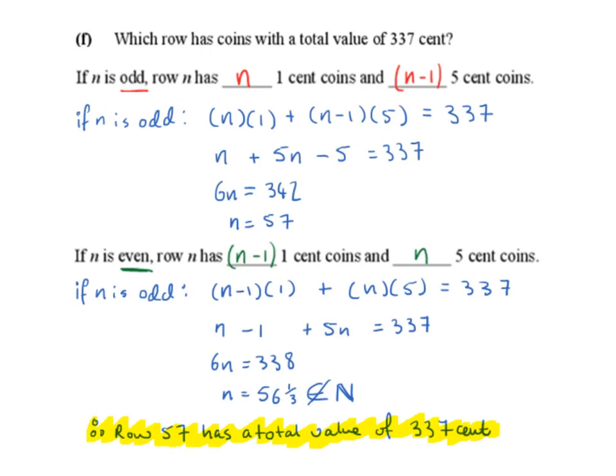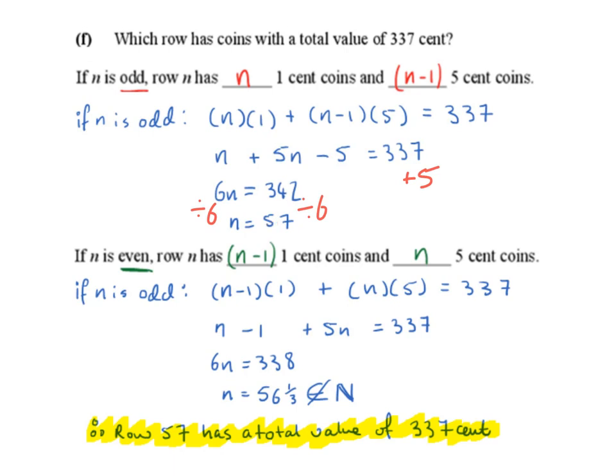So we're going to multiply out our brackets. N times 1 is n, or 1n. N times 5 is 5n, minus 1 times 5 is minus 5, and that's again equal to 337. So we're going to simplify. N plus 5n is 6n, and the minus 5 will come over the equal sign and become plus 5. And 337 plus 5 is 342. So then we'll divide both sides by 6 to get the n on its own. So we'll have n equals 57, because 342 divided by 6 is 57.